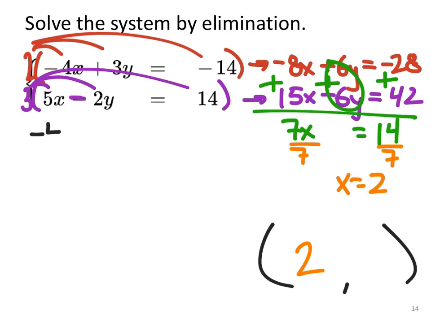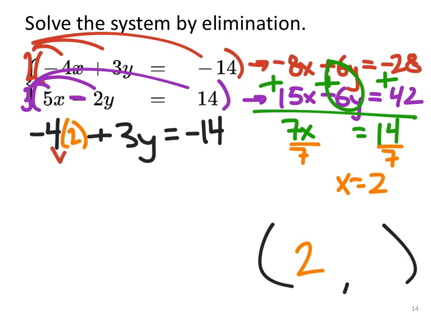So I'm choosing the top one, not for any particular reason. I didn't really analyze anything. It's not going to matter which one we choose. I don't think either of those is going to be easier than the other. So top one, but you can choose the second one if you'd like. So I'm going to say the x value is 2, and simply solve the equation, right? Negative 4 times 2 is negative 8. So now I got negative 8 plus 3y equals negative 14.